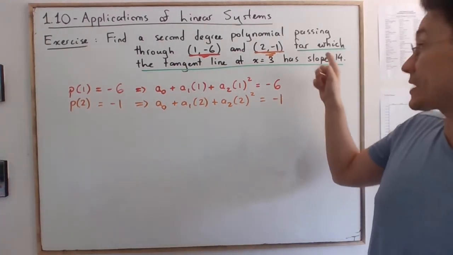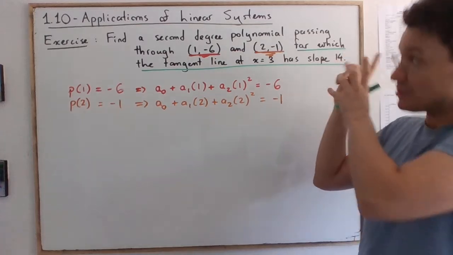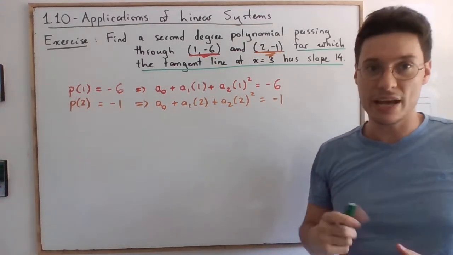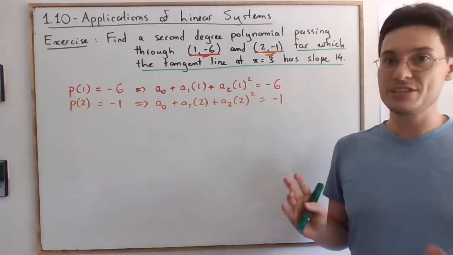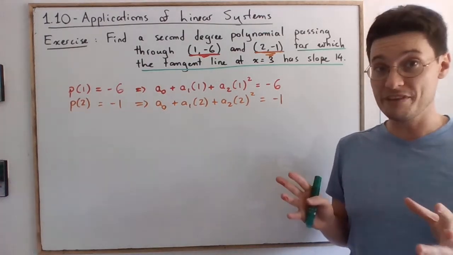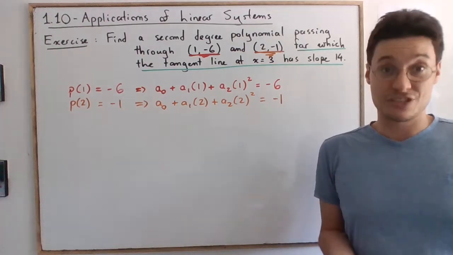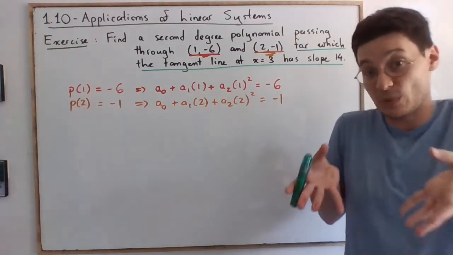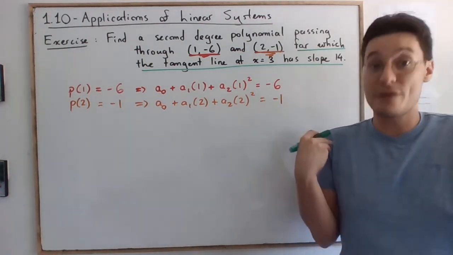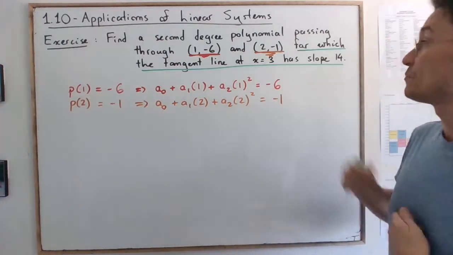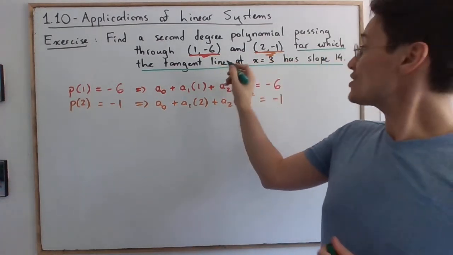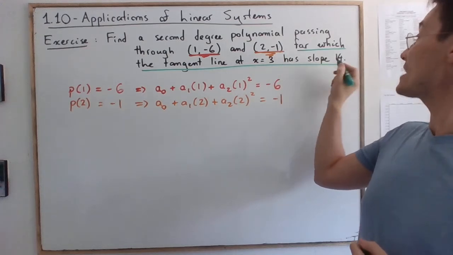Now, here comes the tricky part. Try to figure it out by yourself. I would actually encourage you to close this YouTube video if you haven't tried that. It's in your calculus notes, so it's not something that we saw in this course, but you have seen it previously when you were taking calculus. The tangent line at x equals 3 has slope 14.